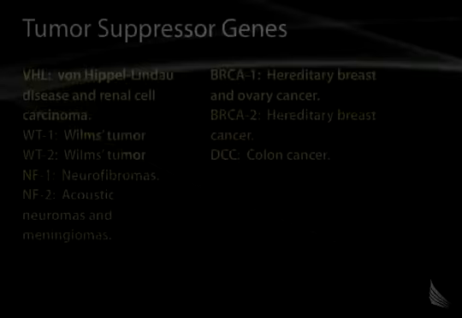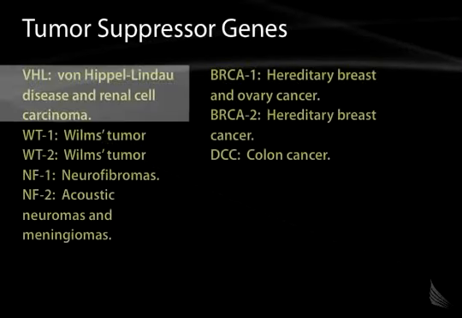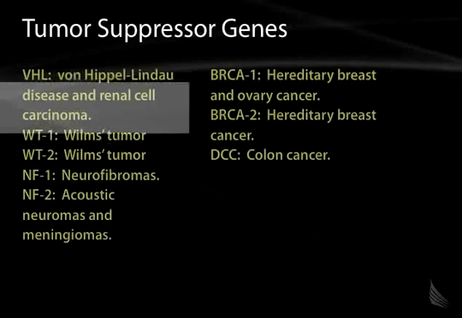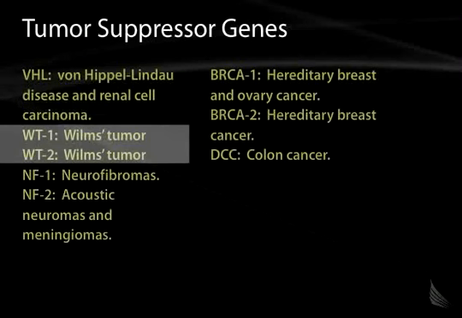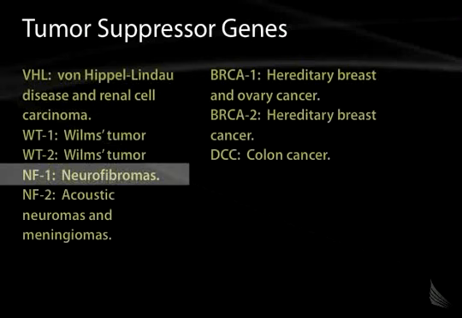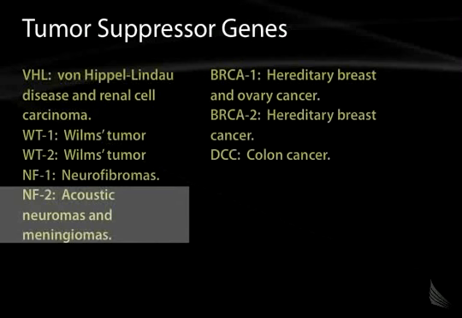transcription. Other tumor suppressor genes that one may need to know about include the von Hippel-Lindau gene, which, when both forms are mutated, leads to the development of von Hippel-Lindau disease, which demonstrates the development of tumors such as renal cell carcinoma and hemangioblastomas. The Wilms tumor genes are also tumor suppressor genes, as are the genes involved in the development of neurofibromatosis type 1 and 2. Neurofibromatosis type 1 is characterized by the development of numerous neurofibromas, neurofibromatosis type 2 by the development of acoustic neuromas and meningiomas.